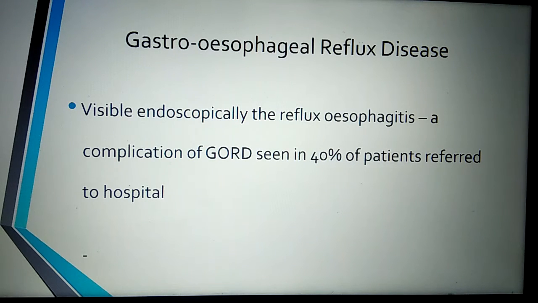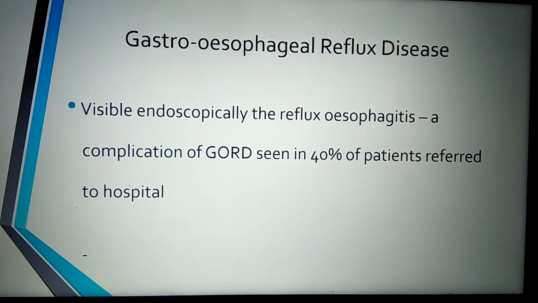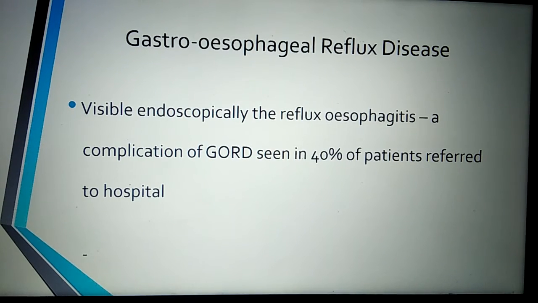Now, reflux esophagitis, one of the complications of this gastroesophageal reflux disease, is usually seen in almost 40% of the patients attending any tertiary care hospital, and we can easily see the features of reflux esophagitis through upper GI endoscopy. I think you all remember one of the important investigations in esophageal diseases is endoscopy.